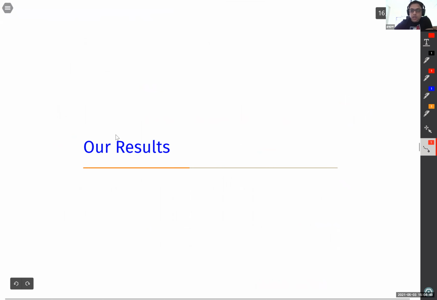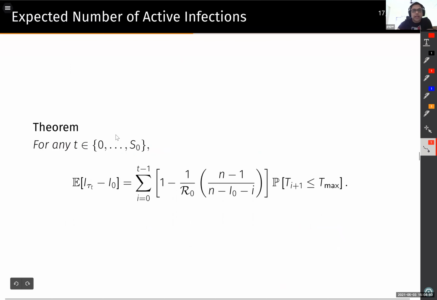All right. Now let me try and present our results. We have basically four results, and I'll try to go over them one by one. In the remaining time, I'll try to give a sketch of our proof technique.